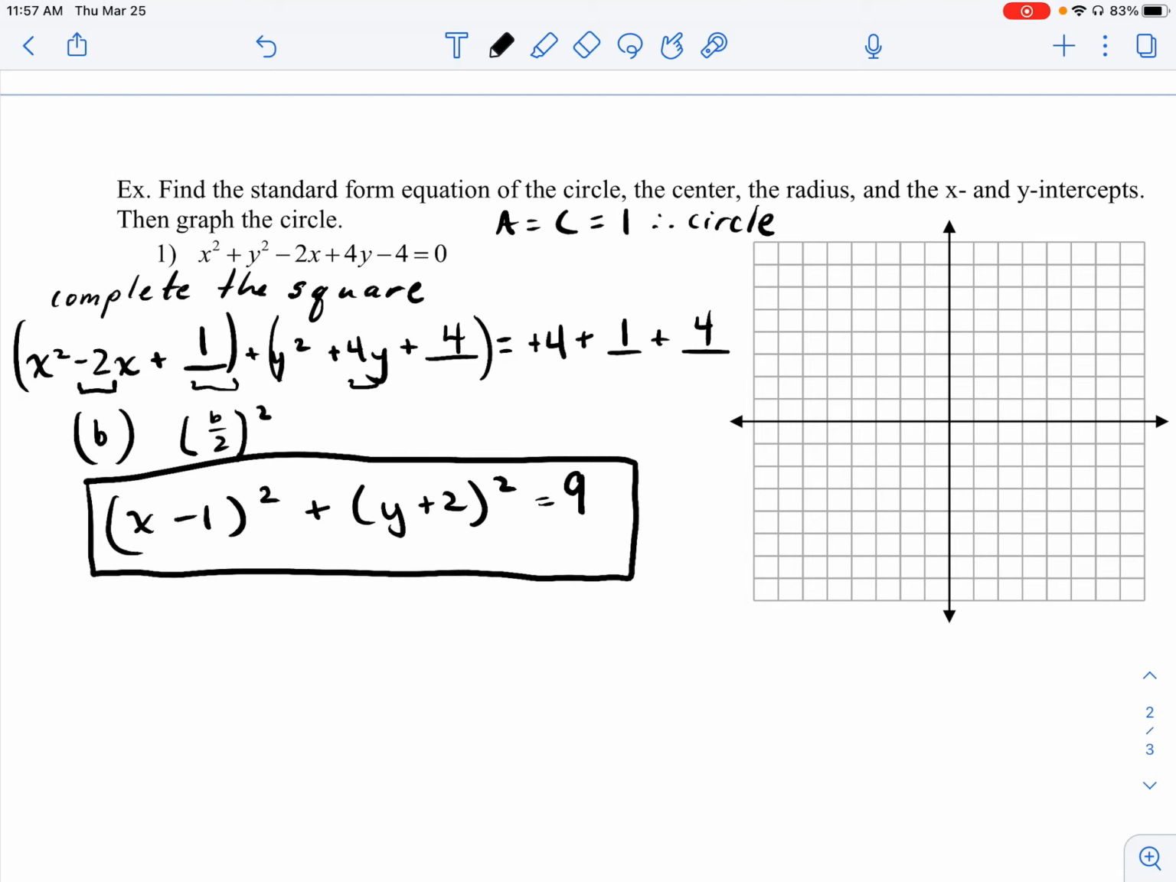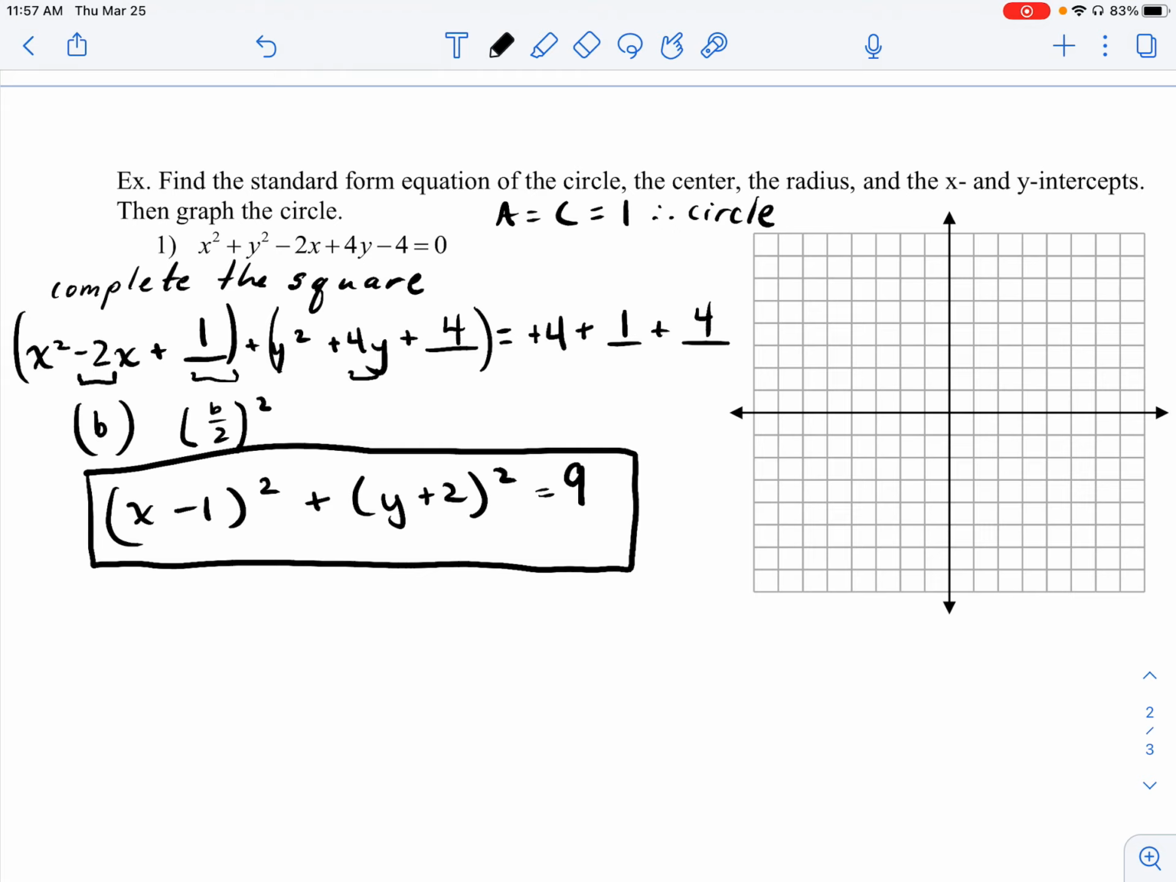And then from here, would I be able to identify things like the center or the radius or the x-intercepts? So my center would be h and k, which in this case is 1 and -2. Be mindful of those signs. My radius then, we know, if this is our squared, then we know our radius is equal to 3.